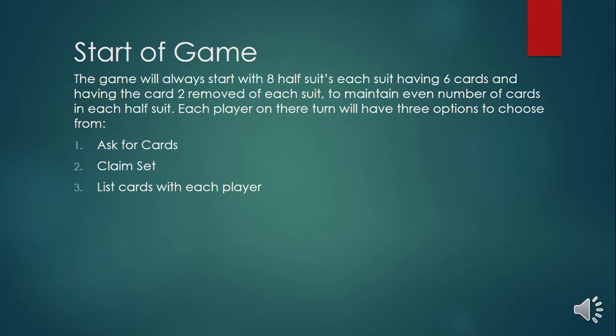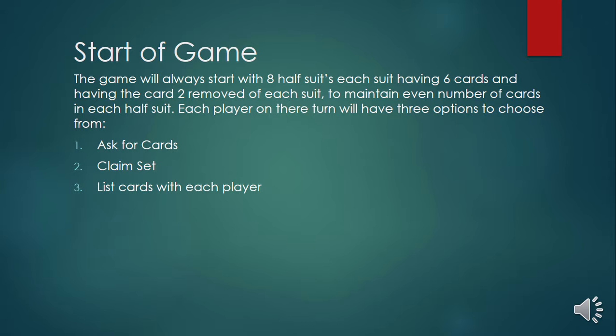So how to start a game? The game will always start with 8 half suits, each suit having 6 cards, with the card 2 removed from each suit to maintain an even number of cards in each half suit. Each player on their turn will have 3 options to choose from: ask for cards, claim set, list cards with each player. I'll give you a little more detail further on in the start of the game.